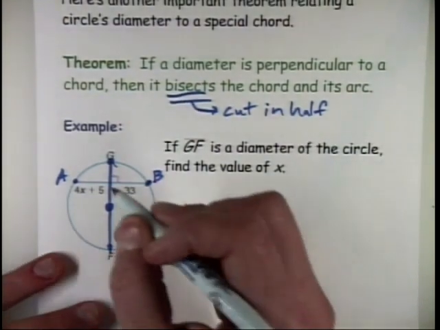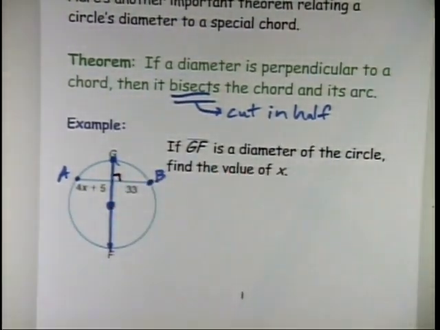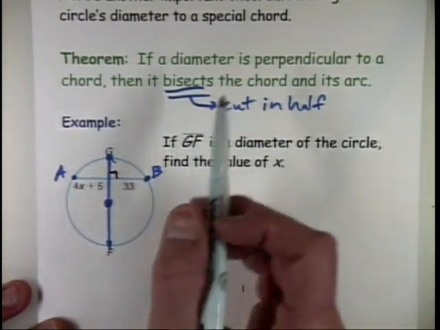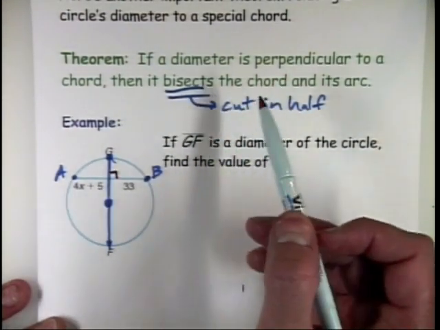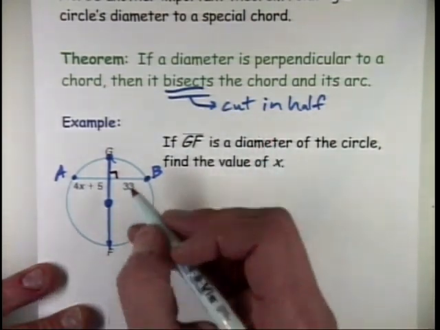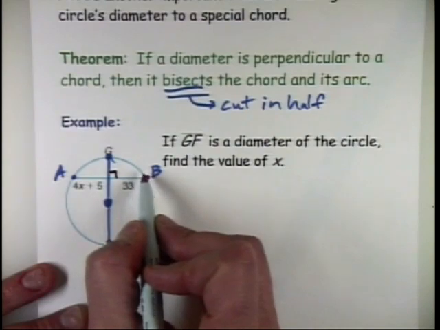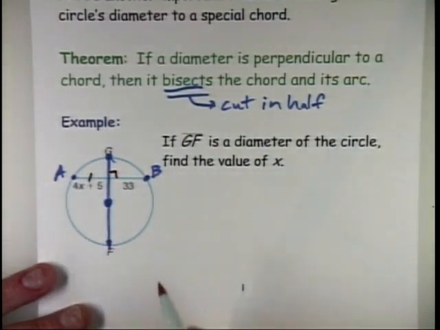But also notice that this little symbol right here in red shows us that this diameter and this chord form a right angle to each other, so they are perpendicular. So by the theorem, we know that this diameter bisects segment AB, so that this length right here and this length here are the same measure.